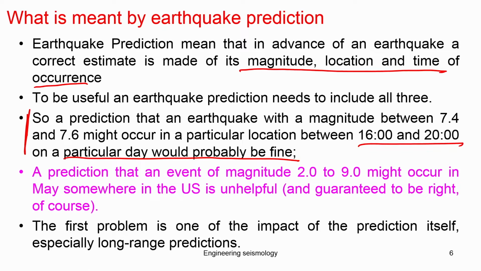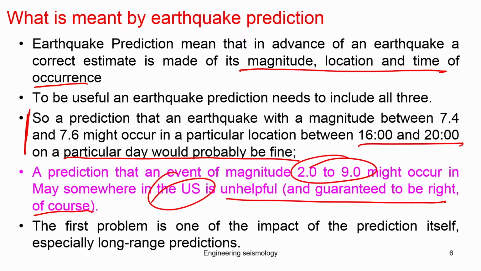but it occurs about 100-200 kilometers away from that. As you know, each city or urban settlement is very small in diameter, so such a huge spatial variation can create a lot of impact, which we will be discussing in the earthquake prediction problems and the socio-economic issues. A prediction that an event of magnitude 2 to 9 might occur somewhere in the US, and is guaranteed to be right, this kind of broad range may not be very useful even if we say the earthquakes are predicted.